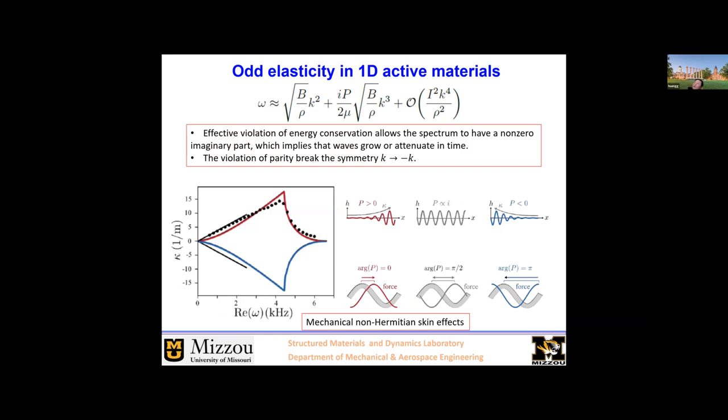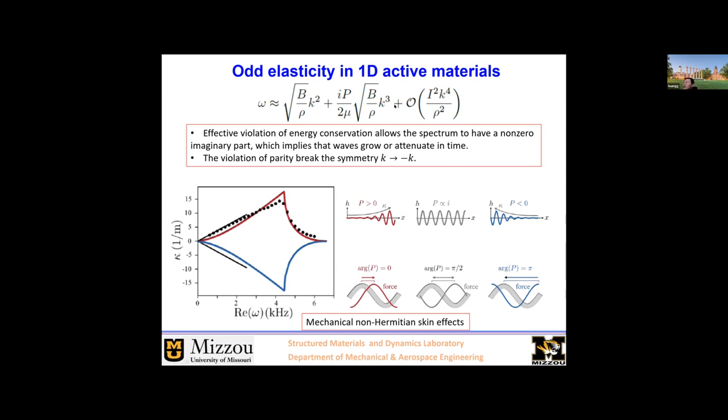In order to understand this kind of wave propagation behavior, we can use a continuum medium to get the dispersion relation of this one-dimensional medium. Here, different from conventional beam theory where we only have this term, we have this additional term. Because this is a violation of energy conservation, it allows the spectrum to have a non-zero imaginary part. This imaginary part means the wave could grow or attenuate in time.